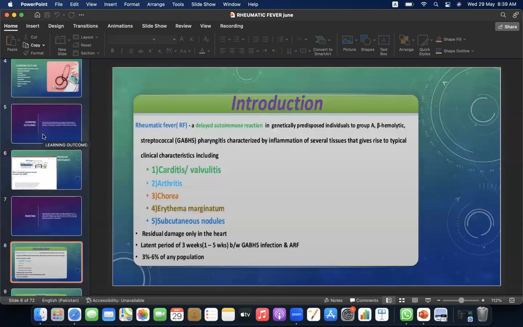Starting with the introduction, rheumatic fever is a delayed autoimmune reaction in generally genetically predisposed individuals to group A beta hemolytic streptococcal pharyngitis, characterized by inflammation of several tissues that give rise to the typical clinical manifestations including carditis, arthritis, chorea, erythema marginatum, subcutaneous nodules, residual damage only in the heart, latent period of 3 weeks, and 3% to 6% of any population.